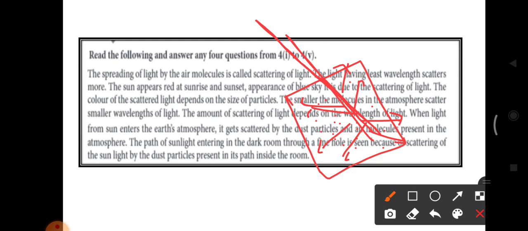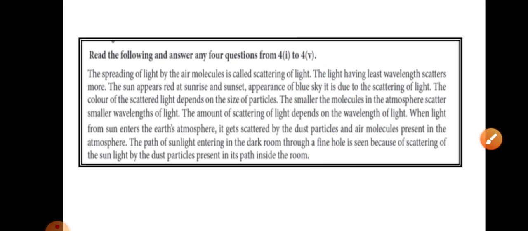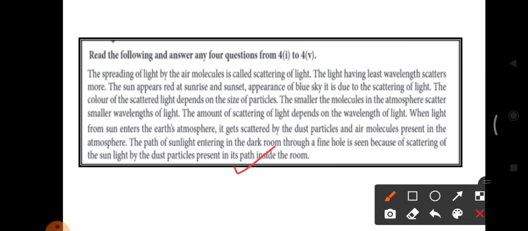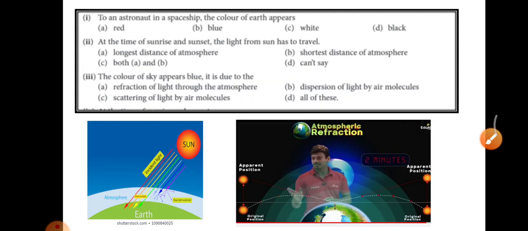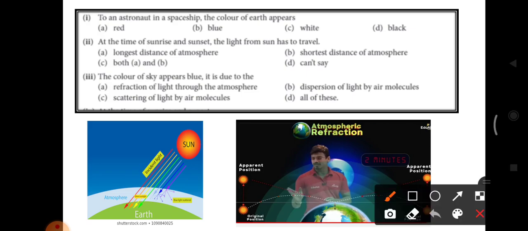How can we see the particles present in the room? Because of scattering of light. So this is given in this line. You have to answer the following question. To an astronaut in a spaceship, the color of the earth appears: option A red, option B blue, option C white, option D black.